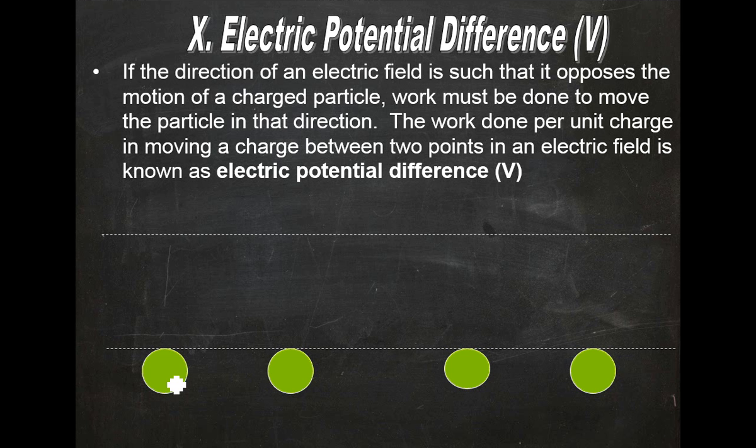Let's look at it in this case here. Let's say we have this negative charge, center. I'm going to call this position A and this position B. I'm going to put a little positive charge right here.